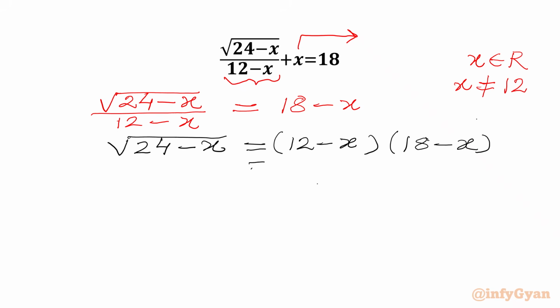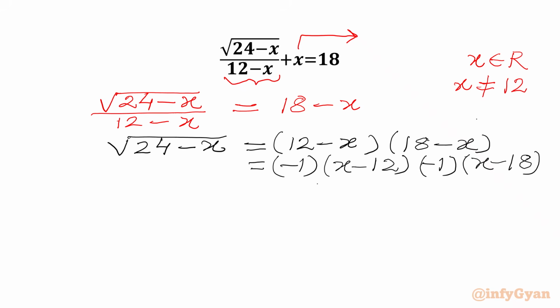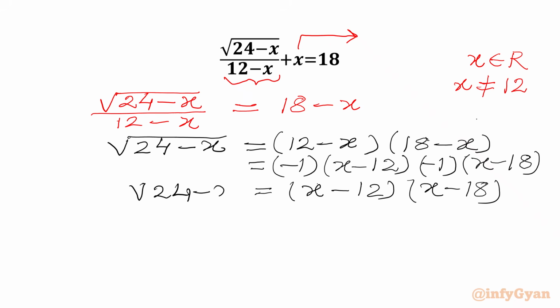We'll take minus 1 common from 12 minus x bracket. So we will write minus 1 times x minus 12, and minus 1 is common from 18 minus x bracket. We will get x minus 18. Now minus 1 times minus 1 becomes plus 1. We will write x minus 12 times x minus 18. In left hand side we will write square root 24 minus x.